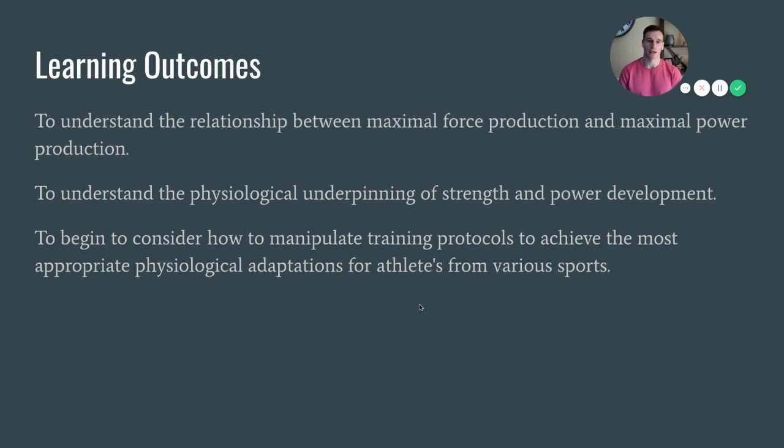So the learning outcomes for today. One of the key things I want you to understand is the relationship between maximal force production and power production. Quite commonly, strength and power are put together as one thing, because to a lot of people it looks the same. But the key thing I need you guys to understand is that the two, whilst they work together, are quite different, and the methods you would use to develop them with an athlete need to be quite different. Also, the way that you would look at an athlete and decide where this athlete is weak and what they need to work on is a key part of being able to bring that athlete to their peak level of performance.